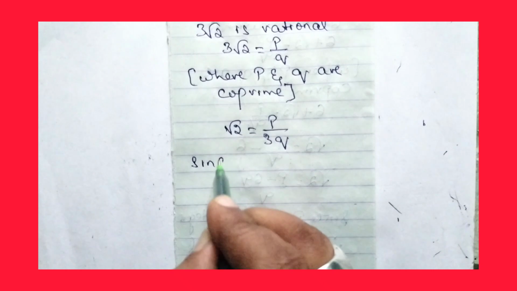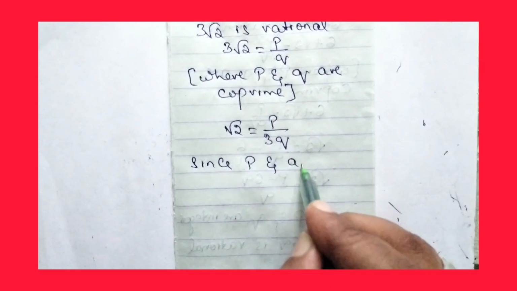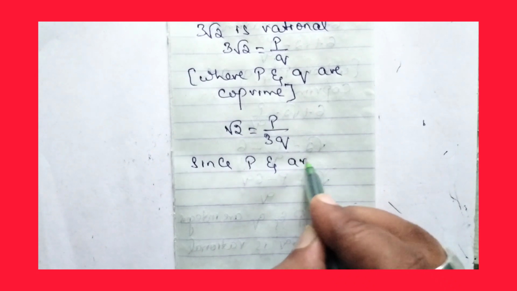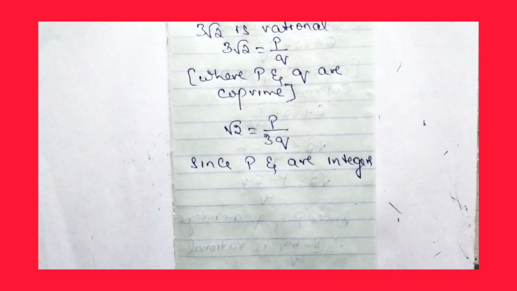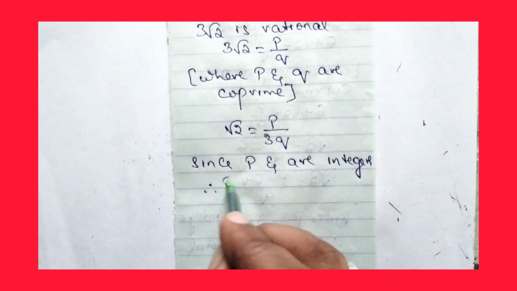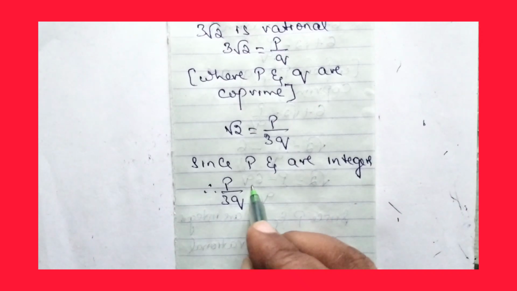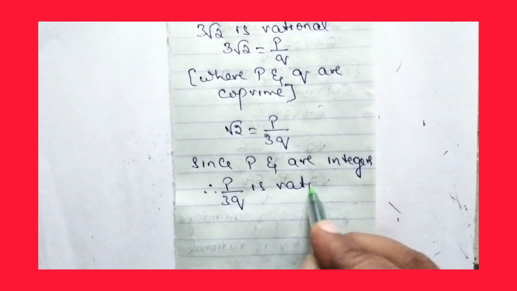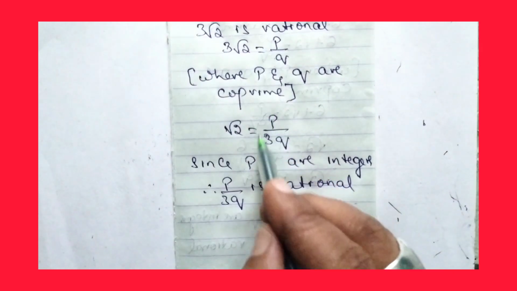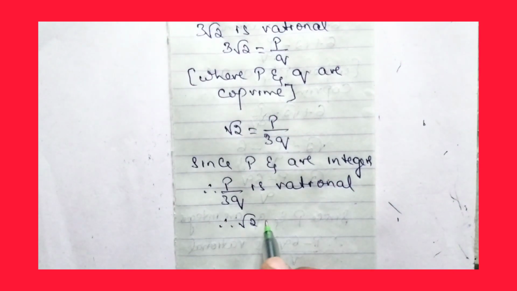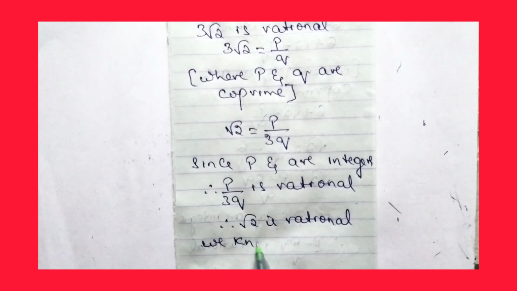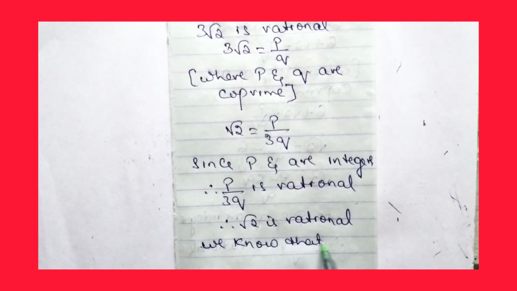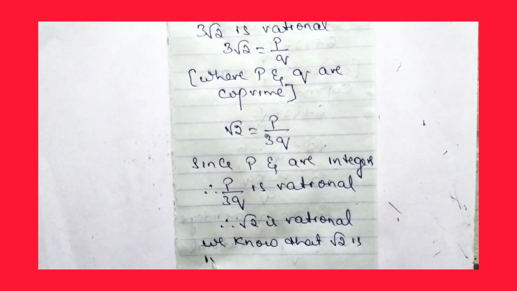Since P and Q are integers, therefore P by 3Q is rational. If this is rational, therefore root 2 is rational. We know that already we have proved that root 2 is irrational.